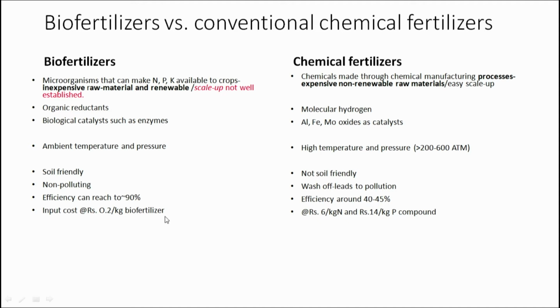And the last point is in terms of cost. If we look at the input cost, that is, how much money do I need to put in to make 1 kilogram of biofertilizer, it is only going to be 20 paisa per kilogram of biofertilizer. On the other hand, chemical fertilizer is going to cost you 6 rupees per kilogram of nitrogen and 14 rupees per kilogram of a phosphate containing material. So, you can see the price difference is already so much.